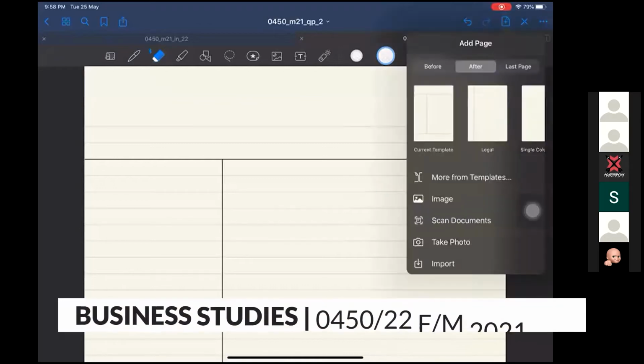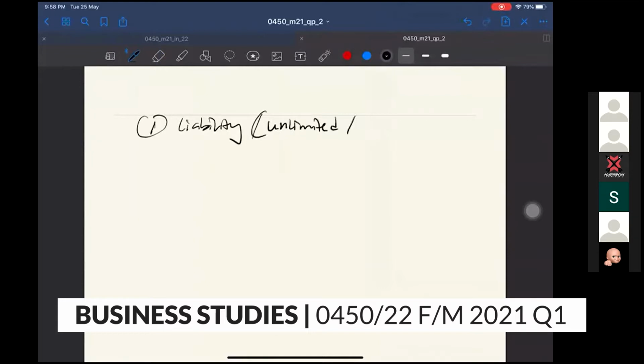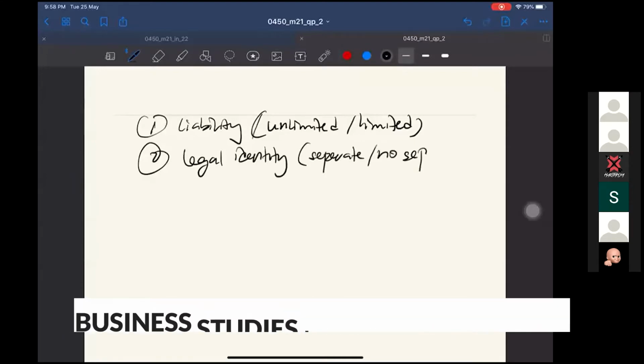What are the points that you may use for the comparison of the sole trader or this business form? Number one, try to compare the liability of the business form. Liability as in limited or unlimited, right? So limited or unlimited liability. Now, number two, you can compare with their legal identity. So legal identity as in they have a separate, or no separate legal identity.